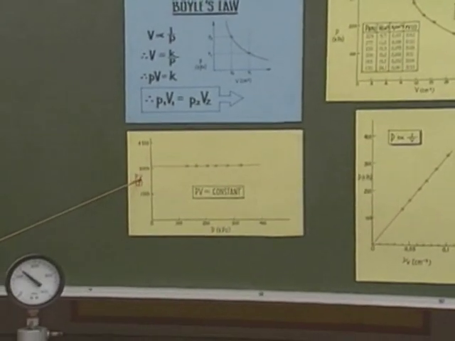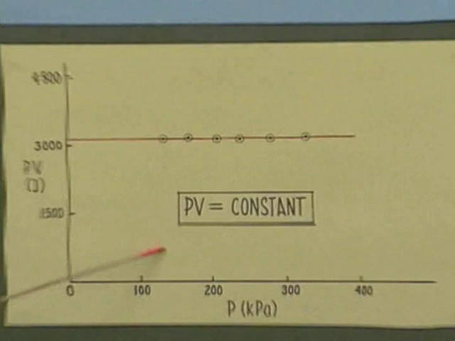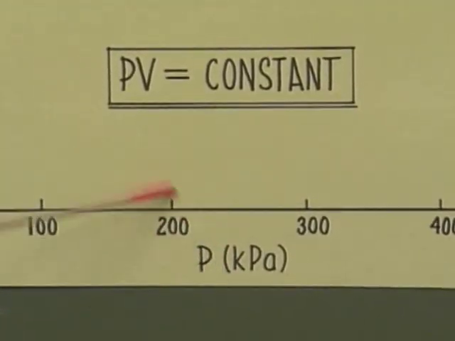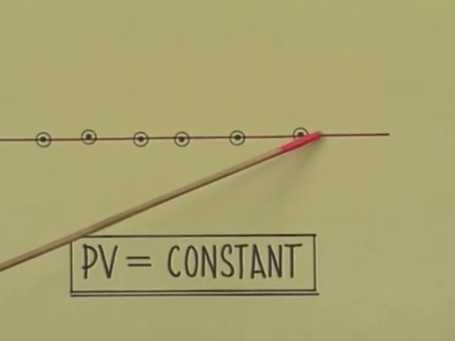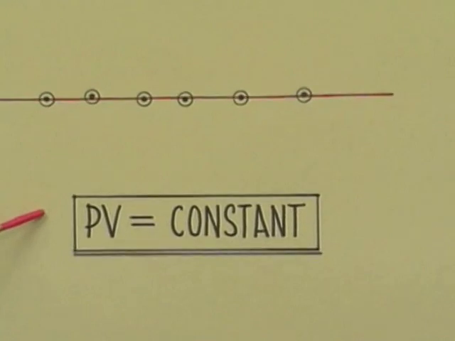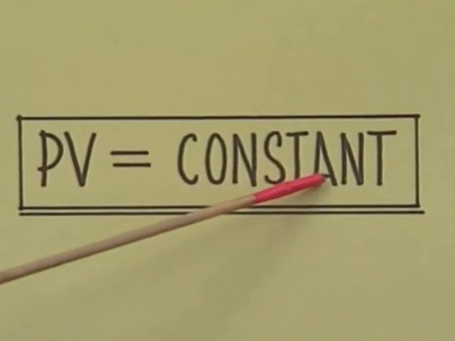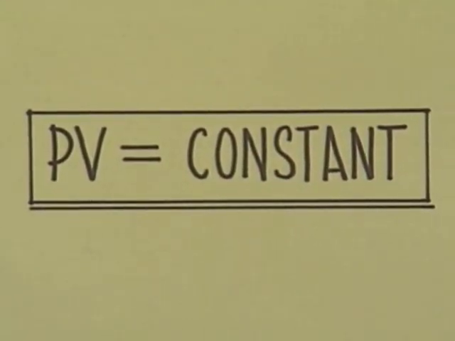If I therefore plot the product of PV against the pressure in kilopascals, we obtain this straight line parallel to the pressure axis. Why? Because the product of P and V remains constant if the temperature remains constant.